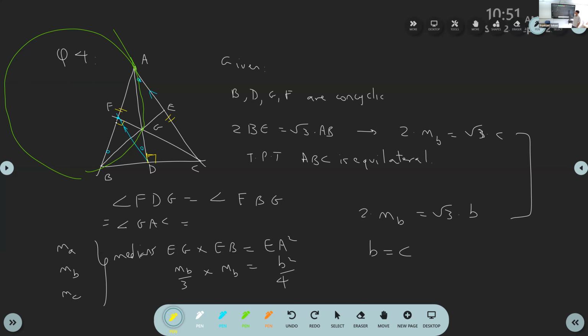Any alternate approaches? More or less, anything that you do will be a combination of angle chasing and some length chasing. One more way to do the length chasing could be using maybe Apollonius theorem, because the length of the medians can be expressed in terms of the sides very easily. So that could also be one way to do this problem. I don't think there's much to vary in this problem. Can you create some variation of this problem?